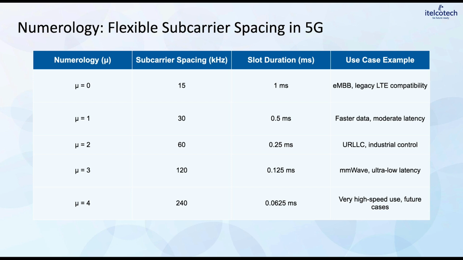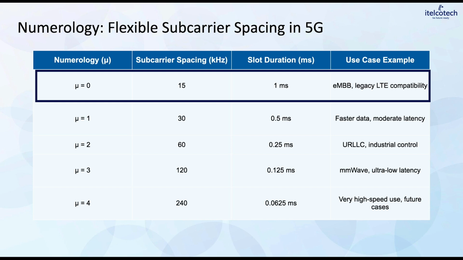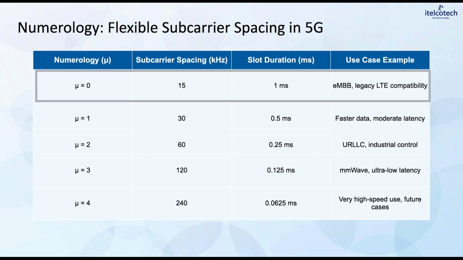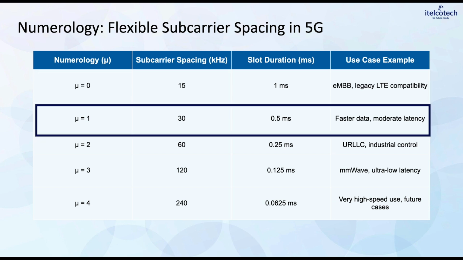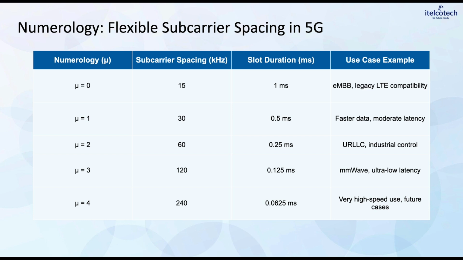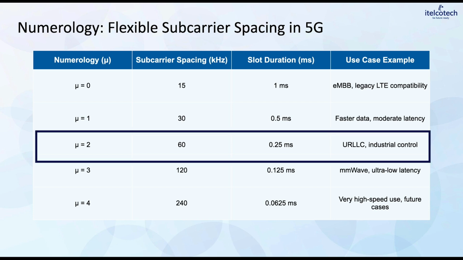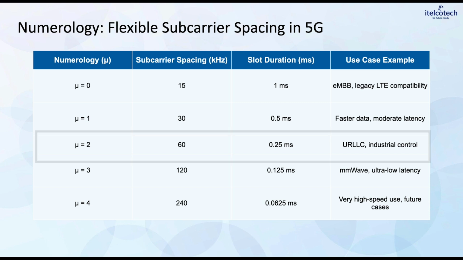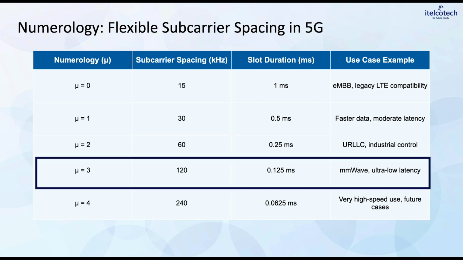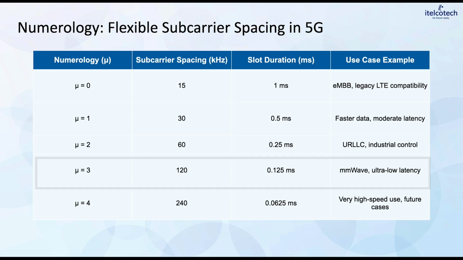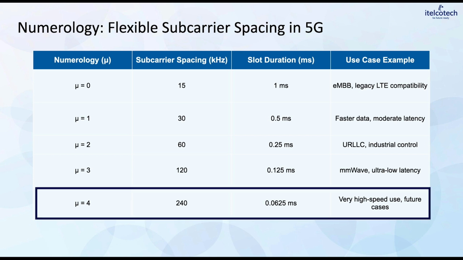For example, if you want enhanced mobile broadband services, in that case, we'll use numerology 0. If we have faster data with moderate latency, in that case, we'll use numerology 1. As we keep on increasing towards the use cases related to latency, in that case, we'll have the higher numerology in place. So numerology 2 is used for lower latency services. Numerology 3 is used for millimeter wave. Numerology 4 is used for very high speed use cases. So each numerology has a different use case.